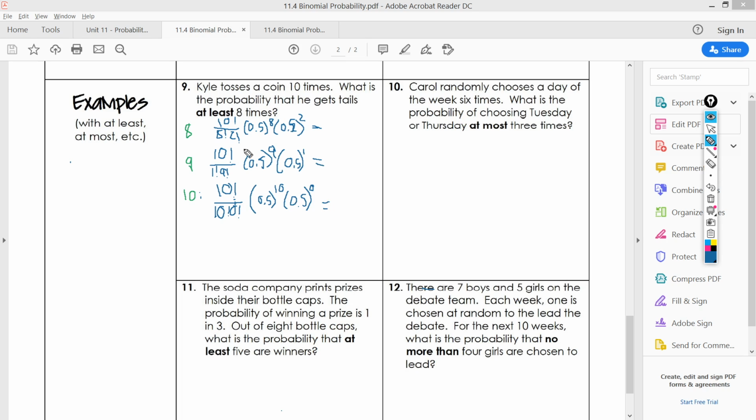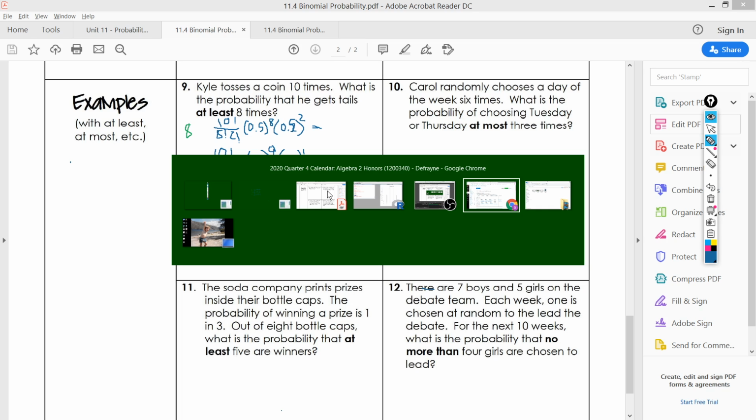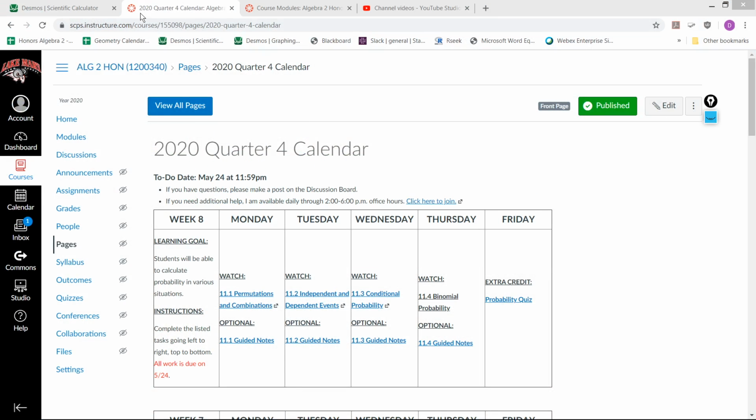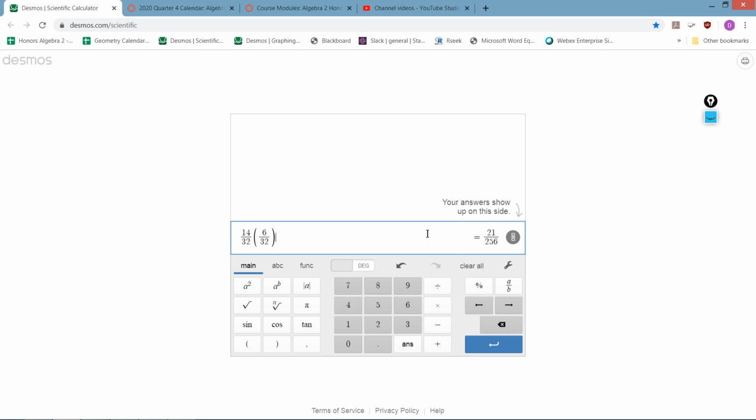Luckily, these are both 0.5s, and so 0.5 raised to the 8th, 0.5 raised to 2 is just 0.5 to the 10th. This is 0.5 to the 10th. This is 0.5 to the 10th. So that's a little easier, right? So let's do our calculation. I'm going to do 10 factorial divided by 10 factorial times 0 factorial times 0.5 raised to the 10th power. So that's the probability of this happening.